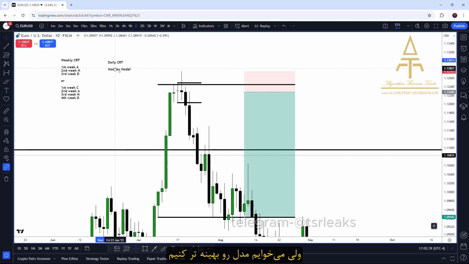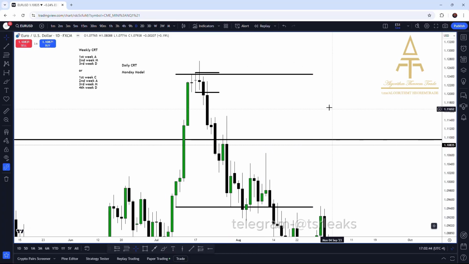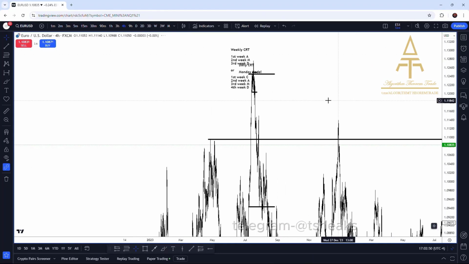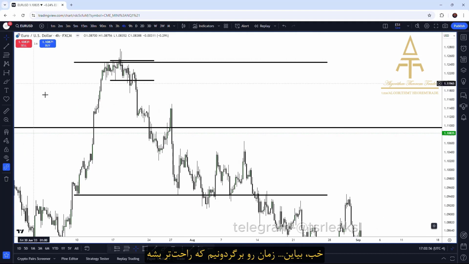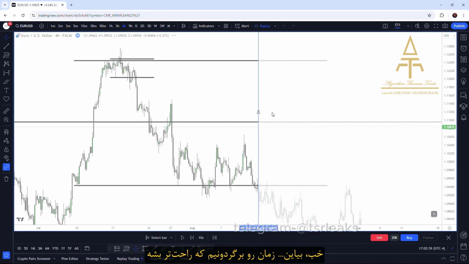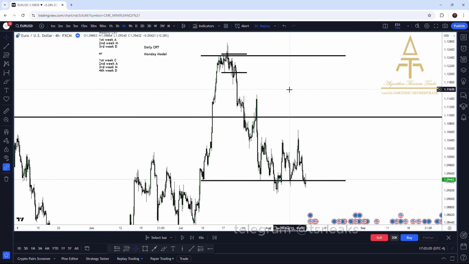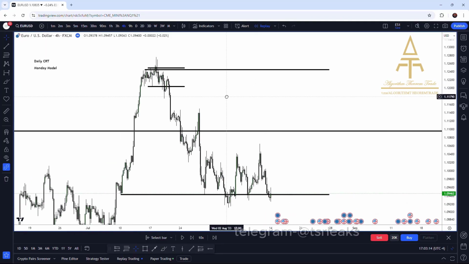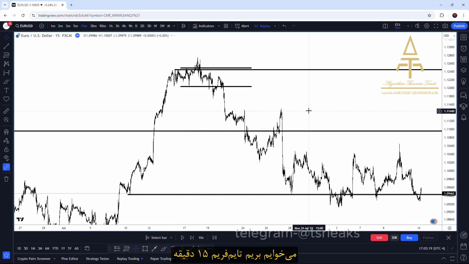But we want to refine the model. We don't want to leave it here. That is too basic for us. Let's refine this model even more. So let's just rewind the time here to make it easier for us every time we drop time frames. We have the weekly high and the daily high and low. Weekly high and low right here. We're going to drop down to a 15-minute time frame.